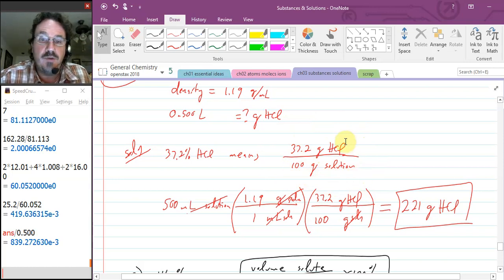the HCl, which is great because what did they do? They gave me volume of the solution and they gave me the density, which converts from volume to grams of the solution. So it's a two-step conversion. Let me go through it.